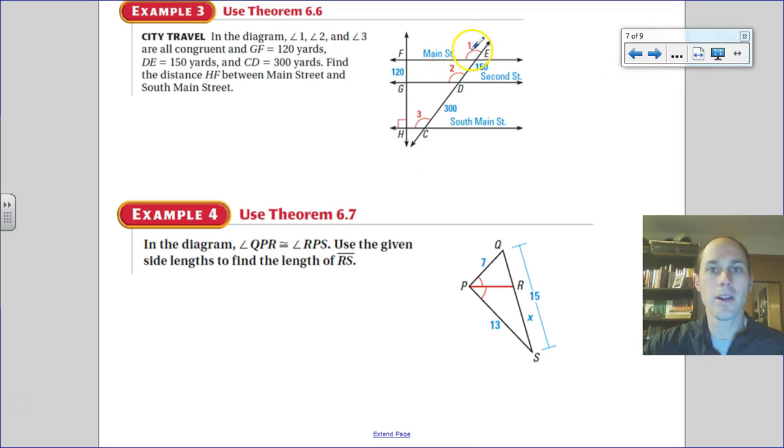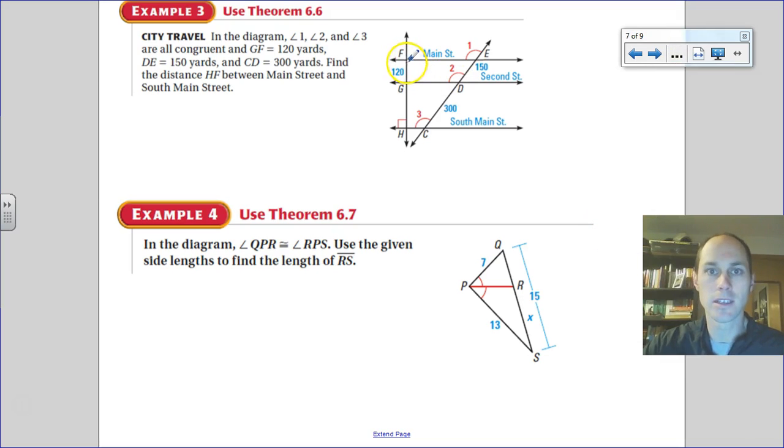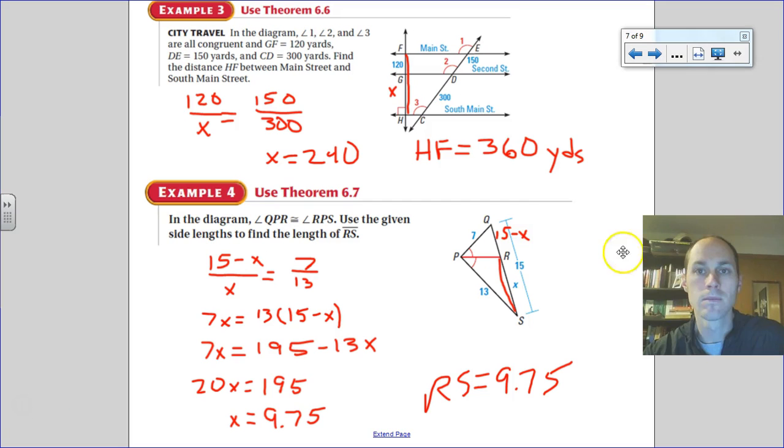So in our diagram here, angles 1, 2, and 3 are all congruent. GF is 120 yards, DE is 150, and CD is 300. Find the distance HF between Main Street and South Main Street. So why don't you work to solve that one, and then when you're done with that, take a look at the diagram below. Angle QPR is congruent to RPS. Find the length of RS. This one down here. Restart the video when you're ready.